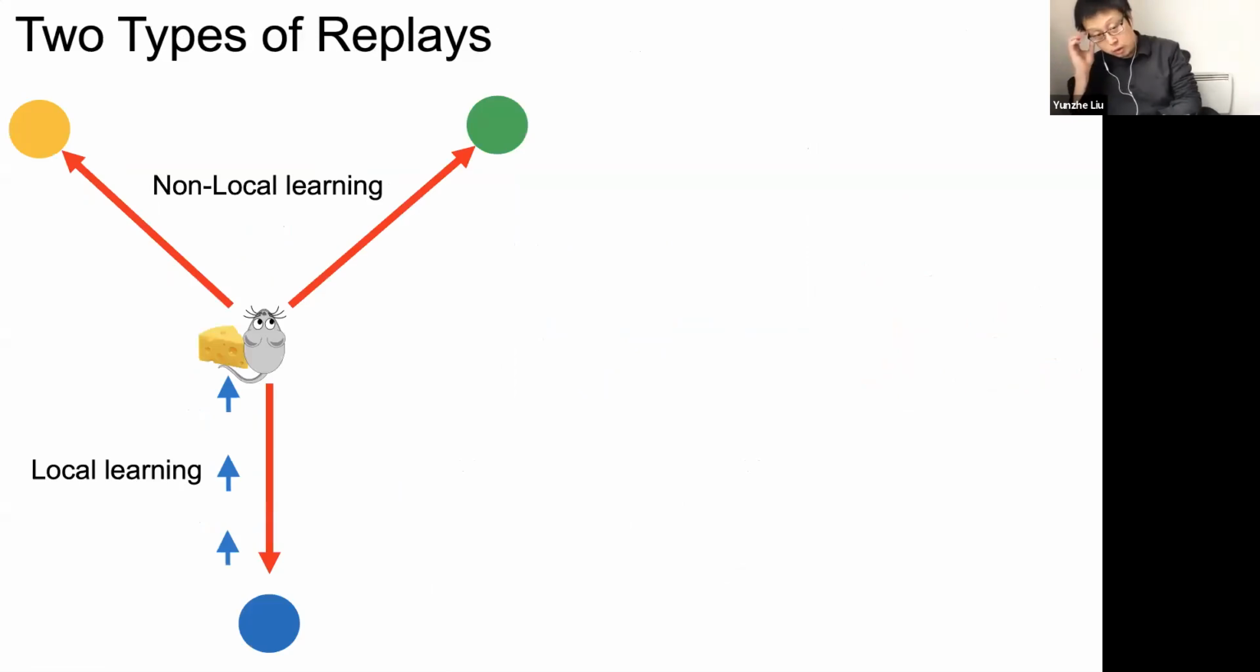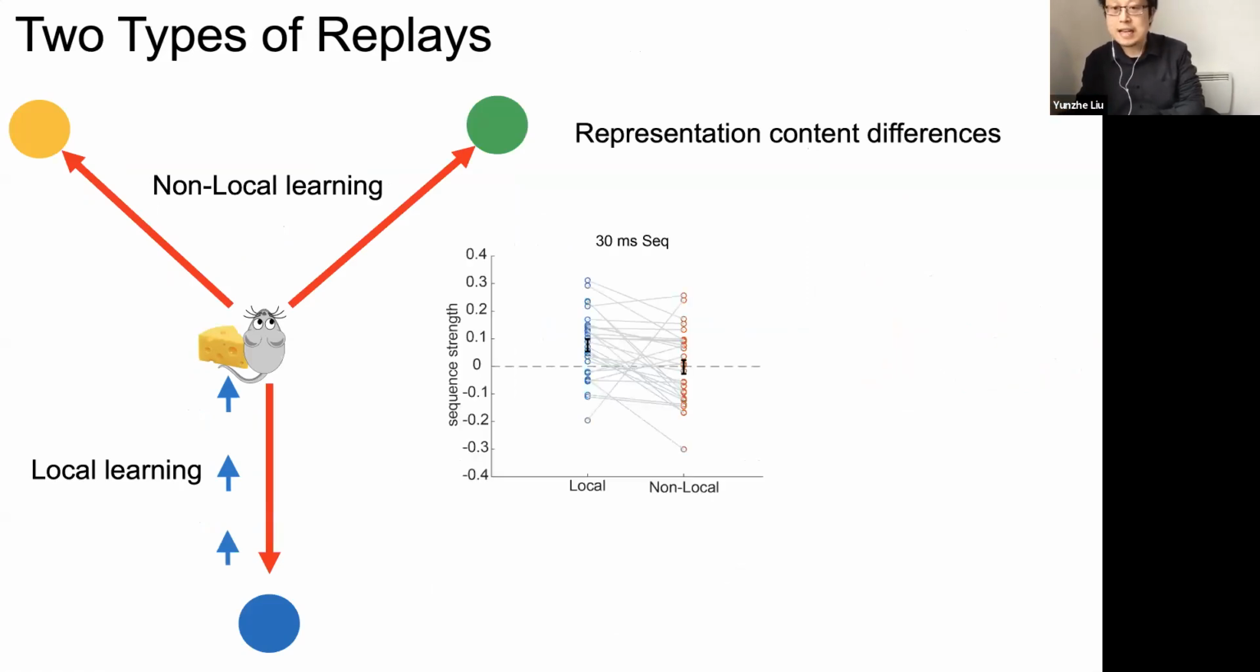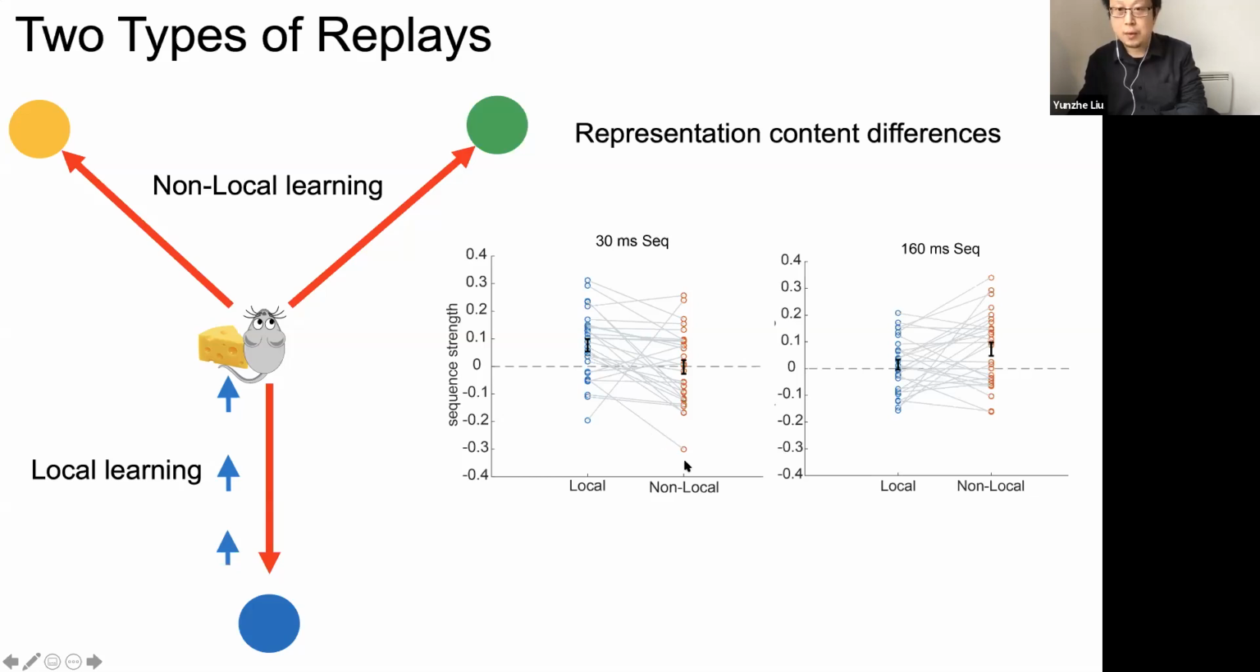Now, again, in this task, we separate local and non-local learning. So the first thing we want to ask is, do we see a representation content difference in those 2 replays with respect to non-local and local representation? And indeed, we see this 30 millisecond forward replay mostly encodes the local experience, i.e. the experience you just went through. So it is literally replayed, while it doesn't represent the non-local experience. However, the 106 millisecond replay shows a distinct pattern.